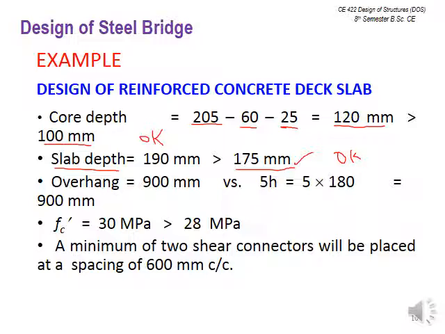Then overhang is 900 millimeter versus 5 into depth. So it comes out to be 900 exactly. So both are same. So it will be again OK. fc prime 30 megapascal should be greater than 28 megapascal. So it will be OK. And you have to provide the minimum of the 2 shear connectors at the spacing of 600 millimeter center to center.